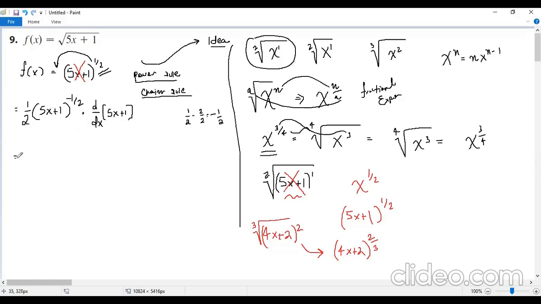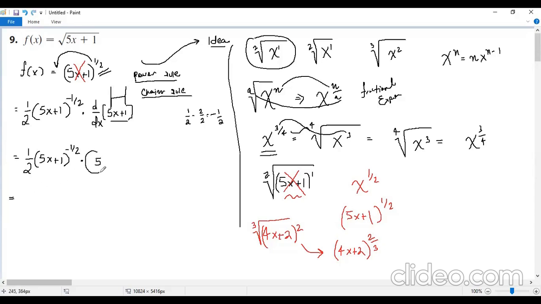So what would that look like? Well, we're going to have everything that we had before, 5x plus 1 to the negative 1/2, and then we're going to multiply by the derivative of this. Well, what is the derivative of 5x plus 1? Well, it's just 5. Because you can think of this as two functions being added, so you take the derivative of each term individually. What's the derivative of 5x? Well, it's just 5. What's the derivative of 1? Well, it's 0. So you're left with 5.